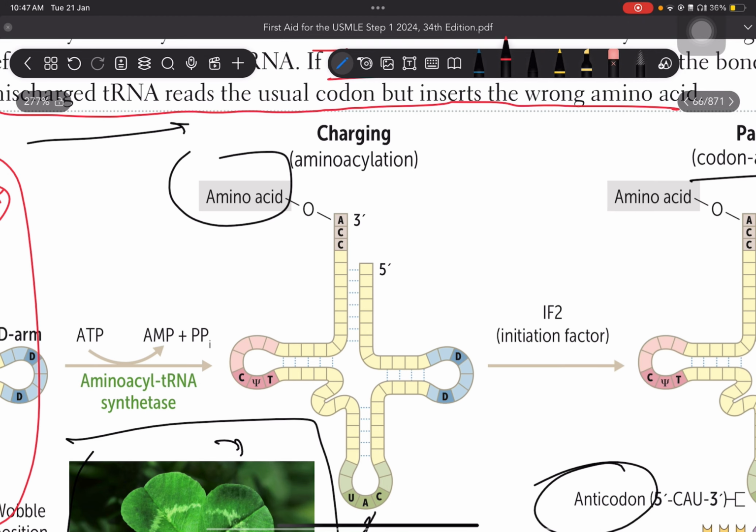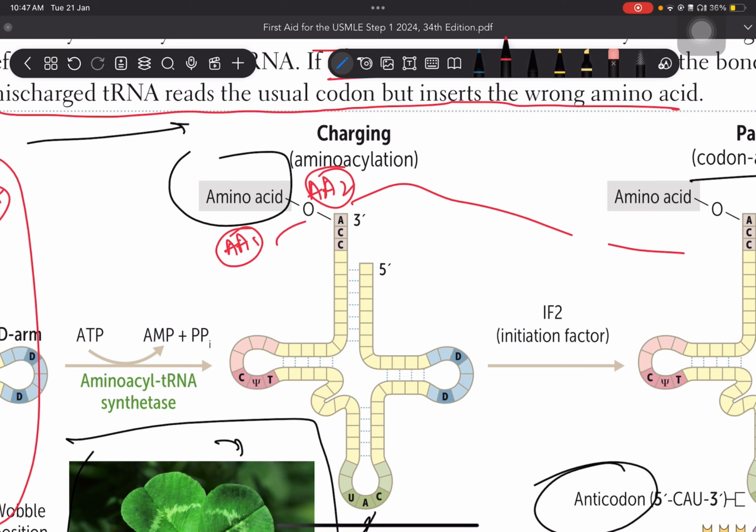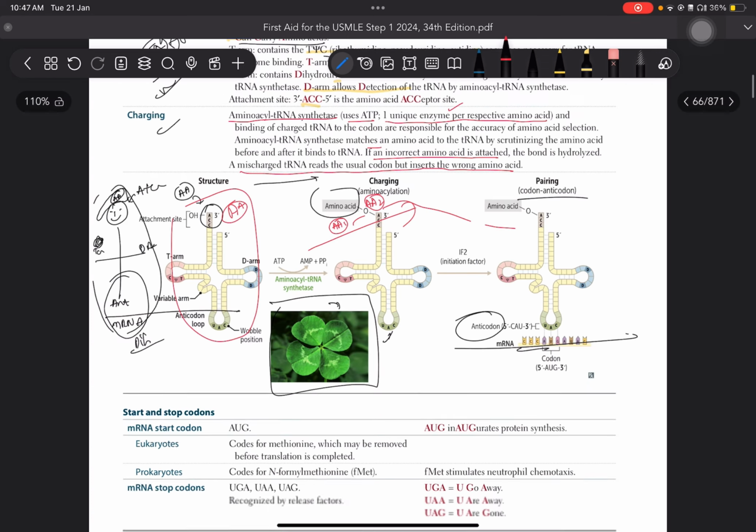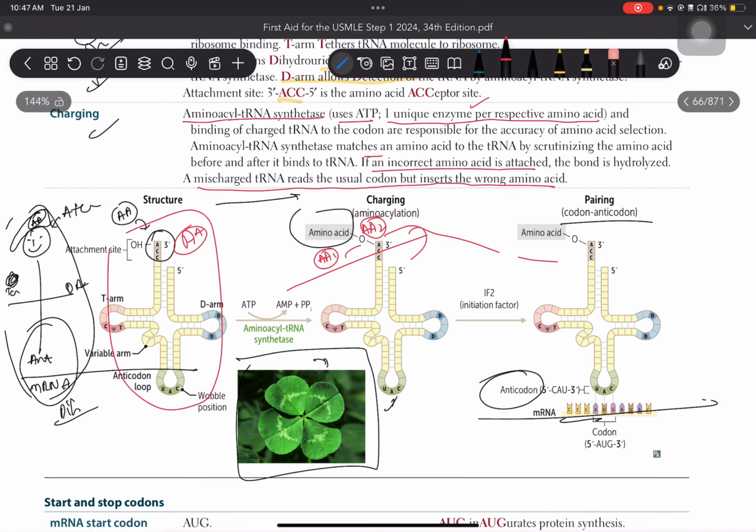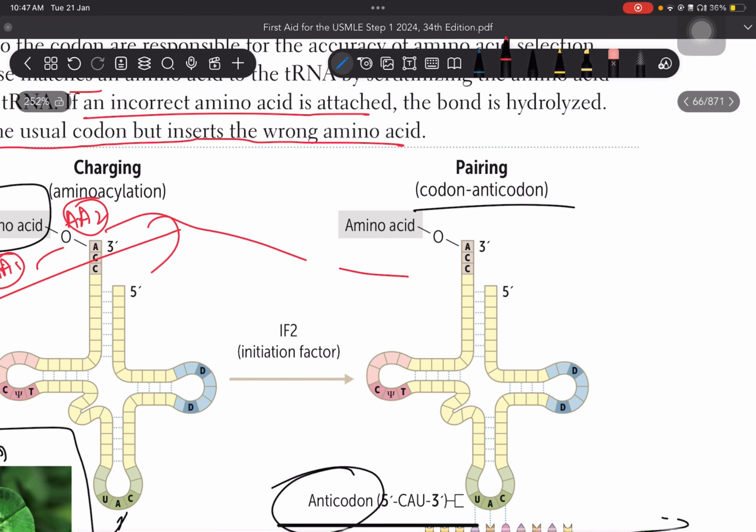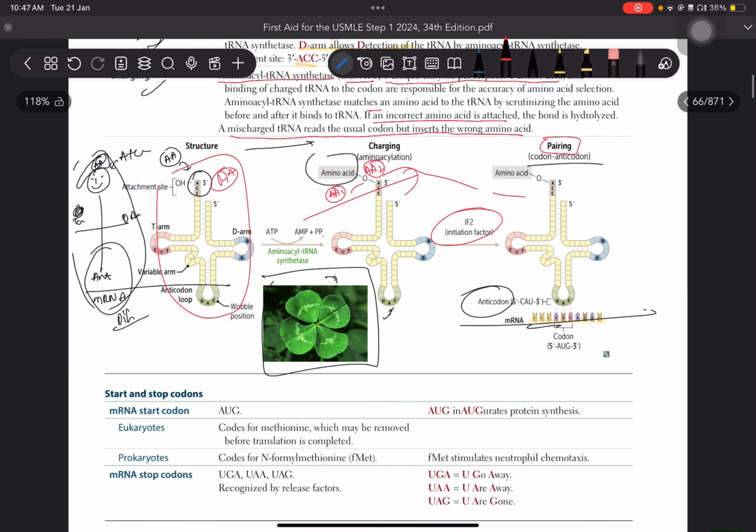Let's say you need amino acid 1 here, but by misinterpretation your tRNA has brought in amino acid 2. If it attaches this amino acid in the sequence of your protein, the entire protein sequence will be disrupted and you will get another protein, and this leads to mutations. After charging come the initiation factors. We will discuss initiation factors and elongation factors in the next translation, and they lead to pairing of codon and anticodon.